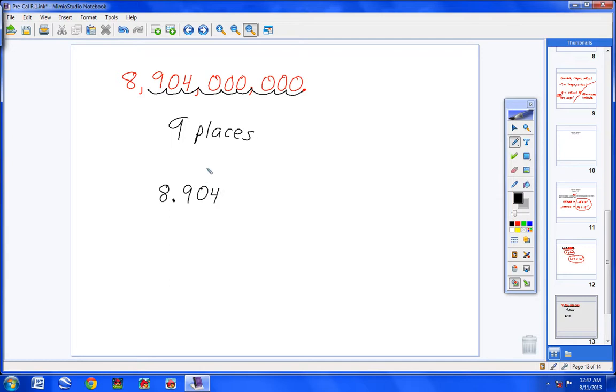8.904. Now notice I could not drop that 0 there. I could not. It's in between 2 whole numbers there. But I can drop all of these zeros on the end. So 8.904 times 10 to the 9. Are you getting this okay? It's really not that difficult.